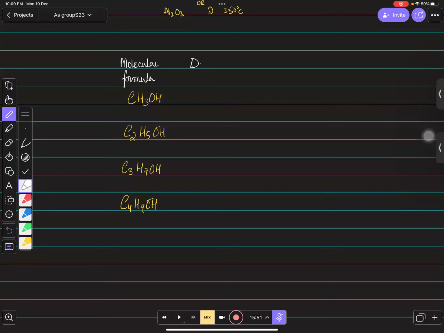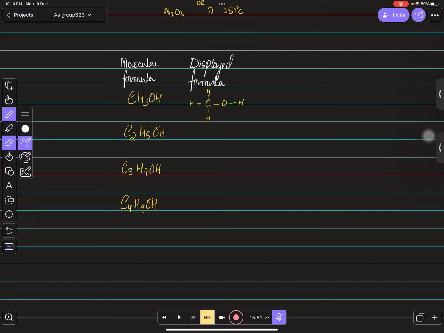But if you talk about displayed formulae, we know that in displayed formulae we must show every single bond present, right? So suppose you are drawing the displayed formula of this compound and you draw a carbon having 3 bonds with individual hydrogens and then 1 with OH, this will be wrong, right? You must show that there is a bond between O and H as well, right? You must show this, right?